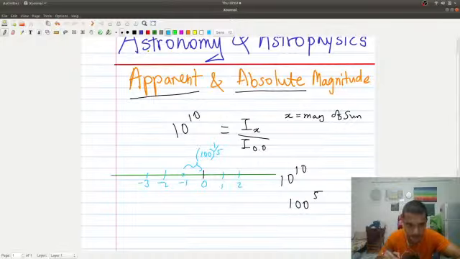And then if you go to -4 and -5, that would mean that you multiply these all, and that gets added in the exponent. So that's 1 by 5 plus 1 by 5 plus 1 by 5 plus 1 by 5 plus 1 by 5. That's 100 raised to 1 by 5, raised to 5. That's just 100 raised to 1. So a -5 star is 100 times brighter than a magnitude 0 star.